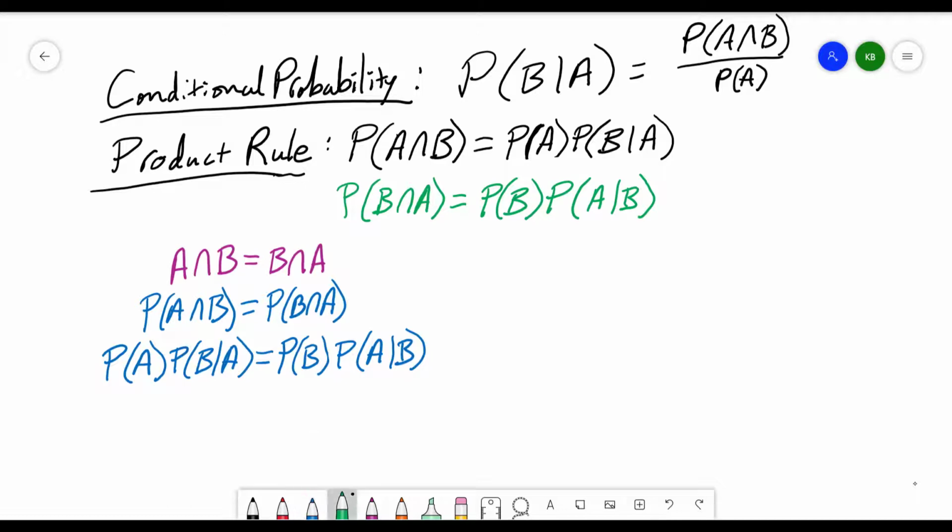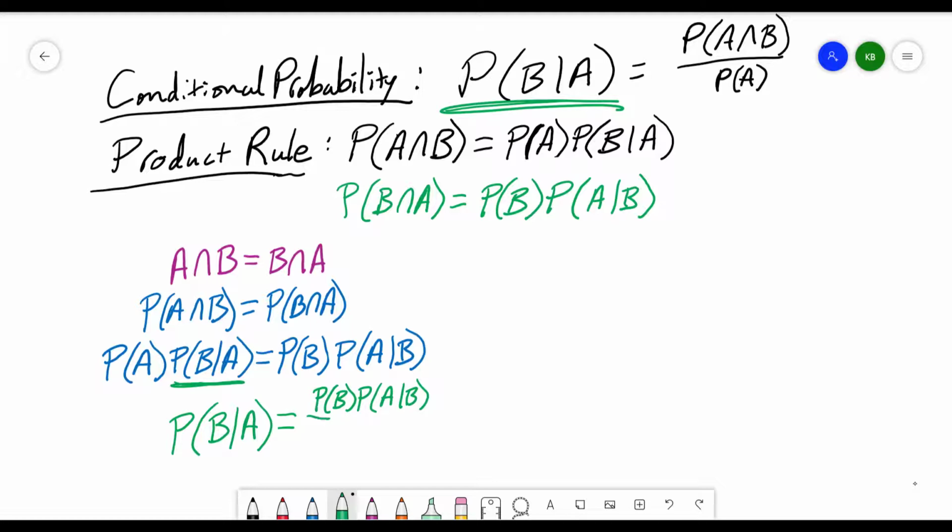I actually can write my conditional probability that I had before, my probability of B given A. I can solve for it here, and I end up getting the probability of B given A equals the probability of B times the probability of A given B over the probability of A.